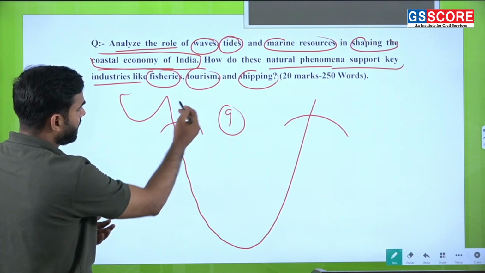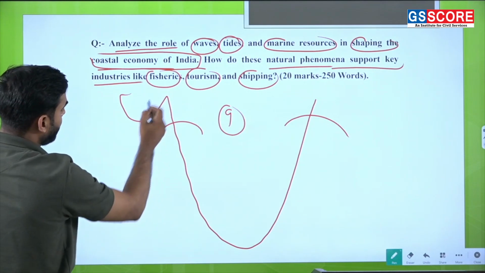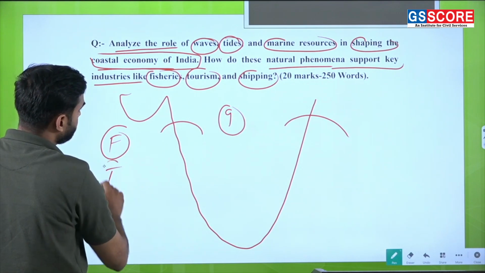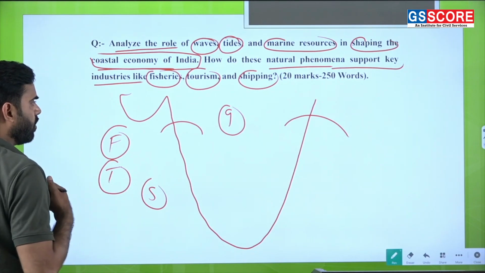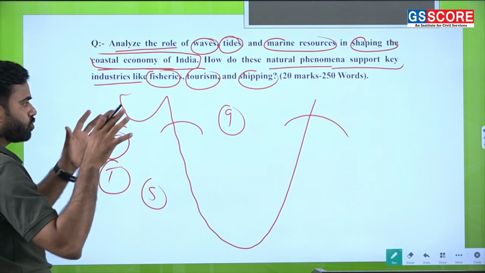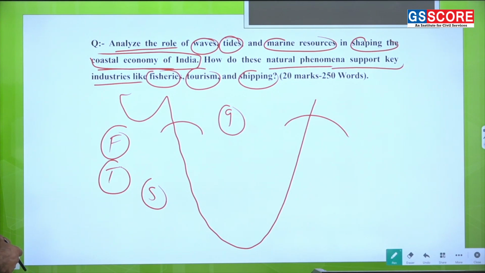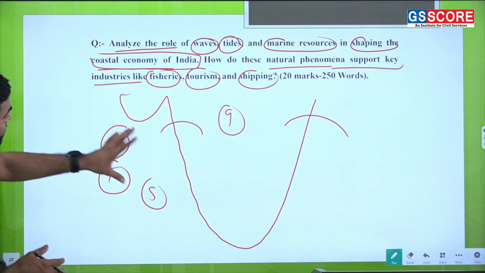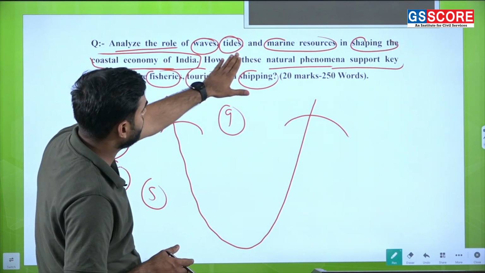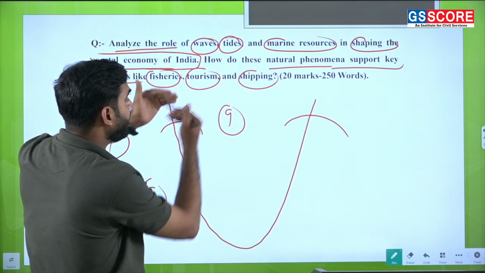There are a number of resources and types of economic activities, basically fisheries, tourism, and shipping, meaning ports and navigation. And as we know, a number of people go to the coastal states, specifically in October, November, December, and January. These are the prime months to visit the coastal states. So here we identified the waves, tides, and marine resources. We just have to analyze, and first of all we have to understand how to frame the answer.